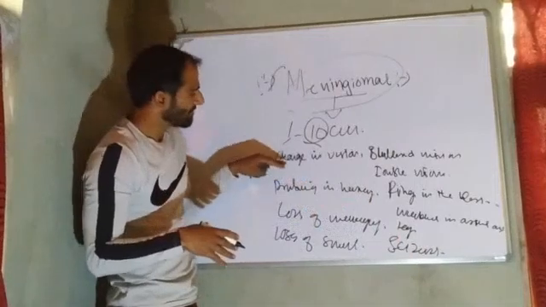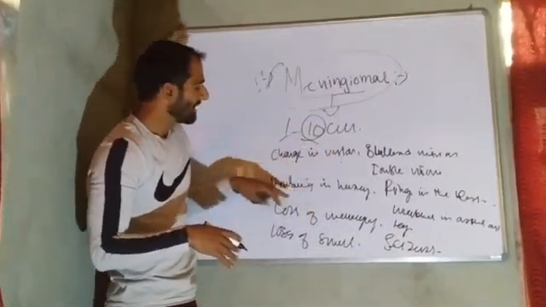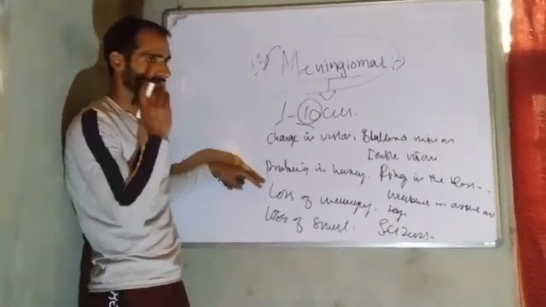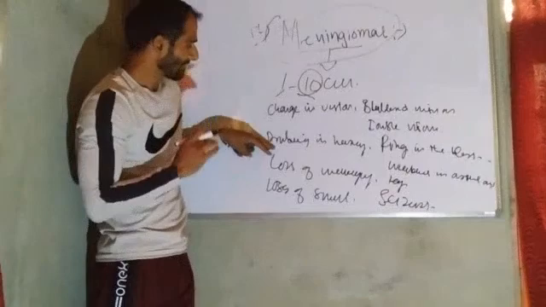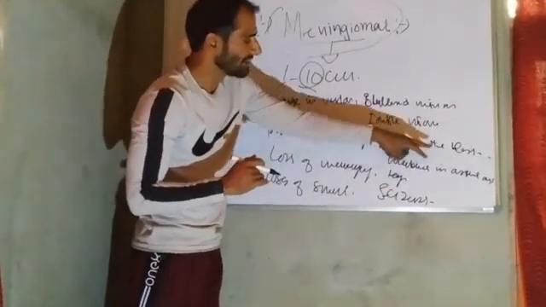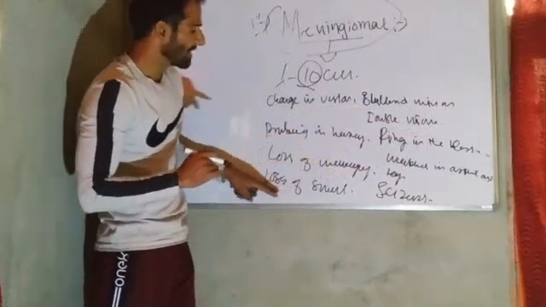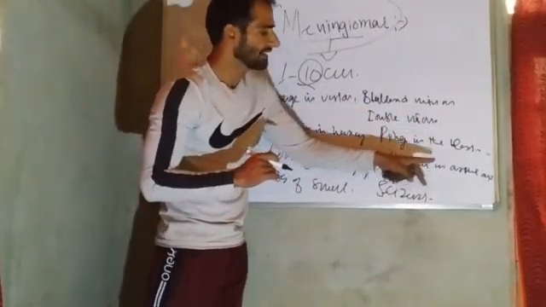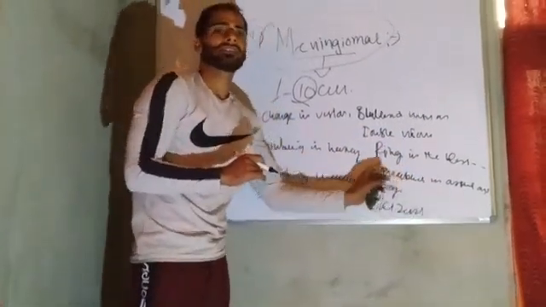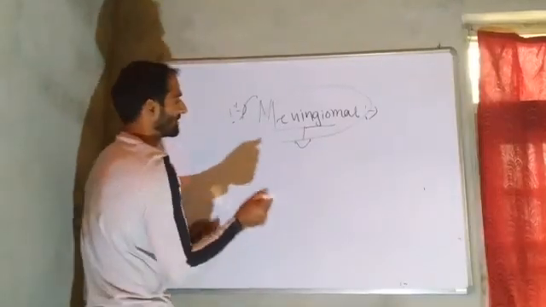So the signs and symptoms seen in case of meningiomas are change in vision, problems in hearing, or ringing, bell-like sounds heard. There is also loss of memory, loss of smell, weakness of the arms and legs, and development of seizures is seen. Okay, so next we will talk about the diagnosis.